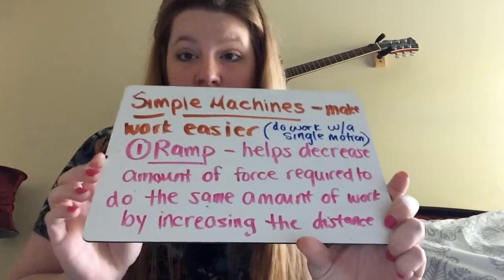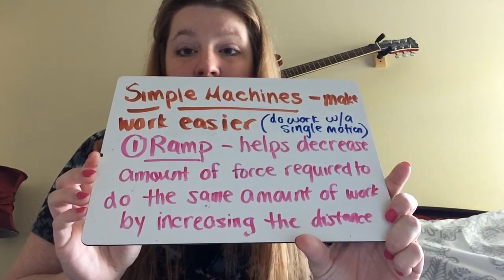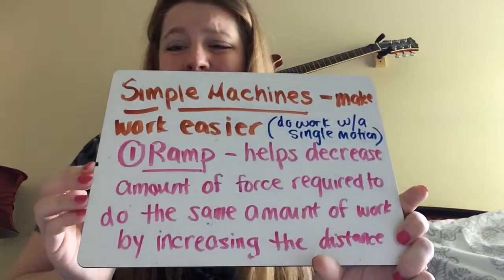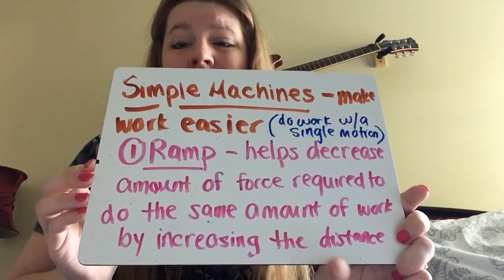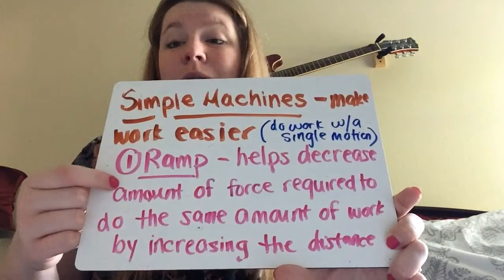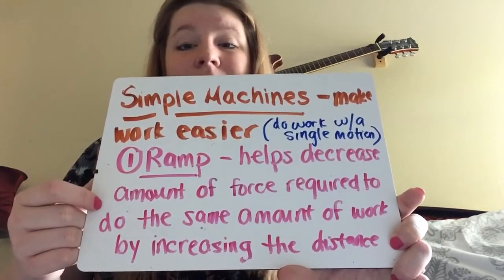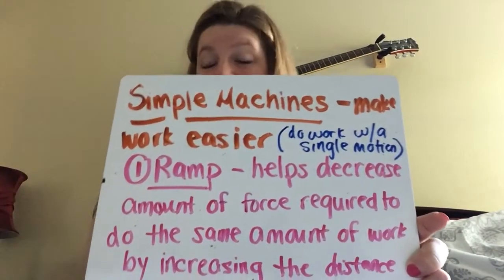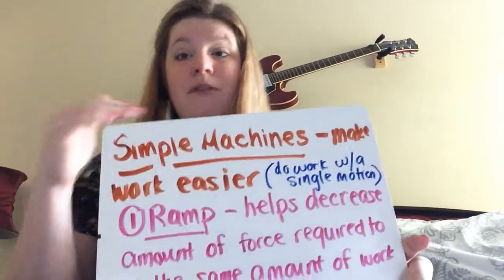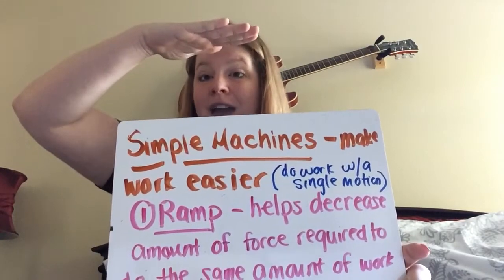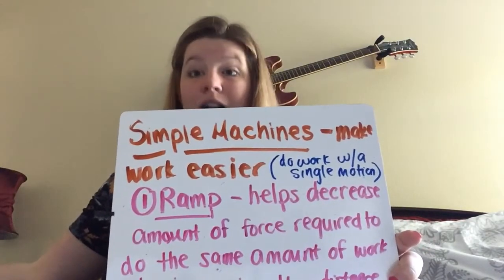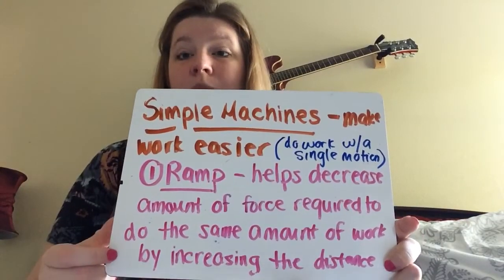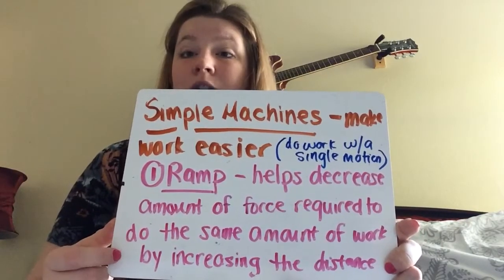Let me read this. Helps decrease the amount of force required to do the same amount of work by increasing the distance. So a ramp is basically, we're not talking about how high it is. The ramp is how long it is. So if I tell you to make a ramp that's 24 inches high, you can decide how long that ramp is. The longer the ramp, the better the force is going to be, the less work you have to put in.